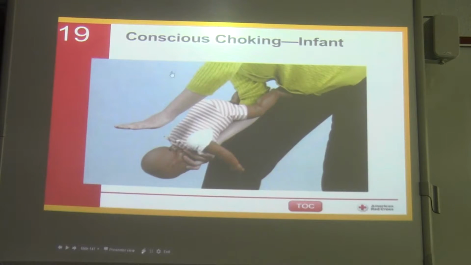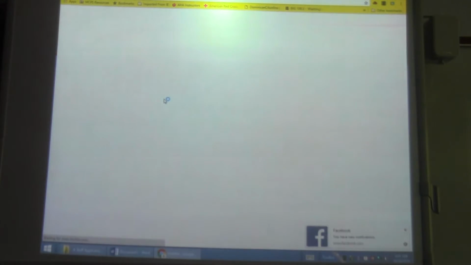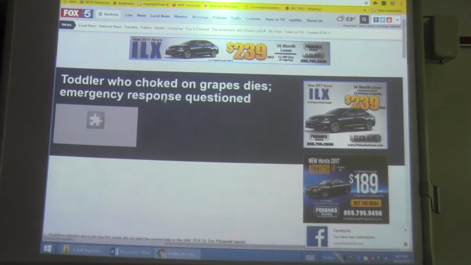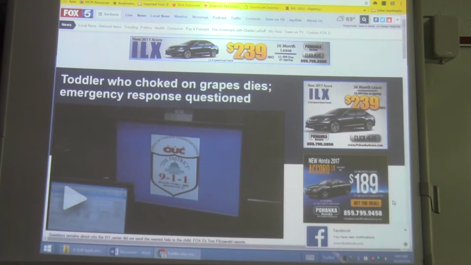All right, so conscious choking baby. This is about a little girl who, it's kind of twofold what I'm showing you here. It talks about the inadequacy of the 911 system in Washington, D.C. But it also brings to light that when somebody has a choking emergency on something, it's got to be reacted to instantly. Otherwise, this is the long-term repercussion of it, okay? This girl was eating grapes, and this is what happened, and this is how 911 actually reacted.